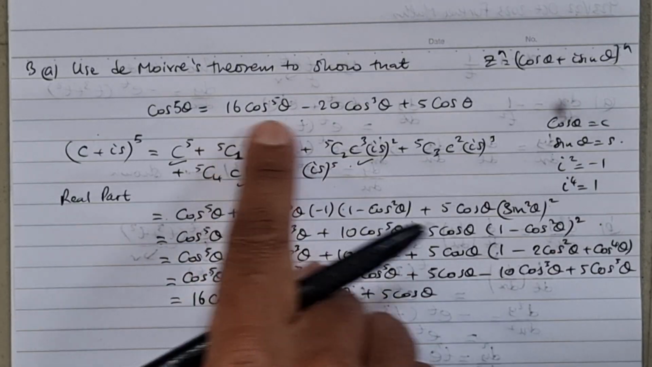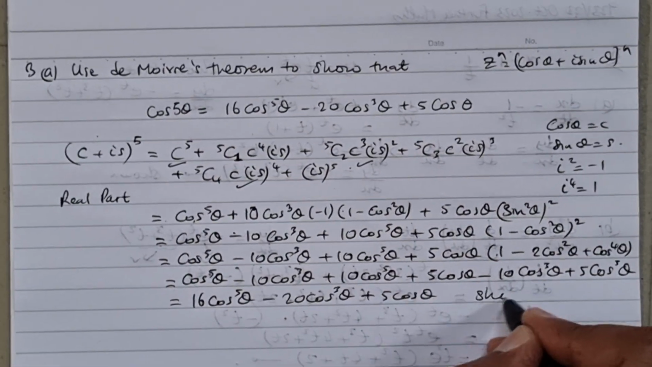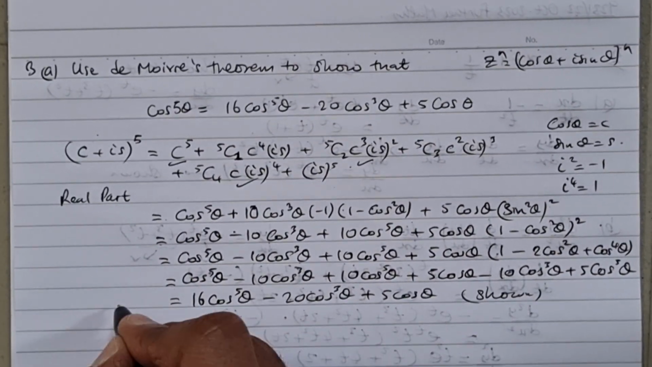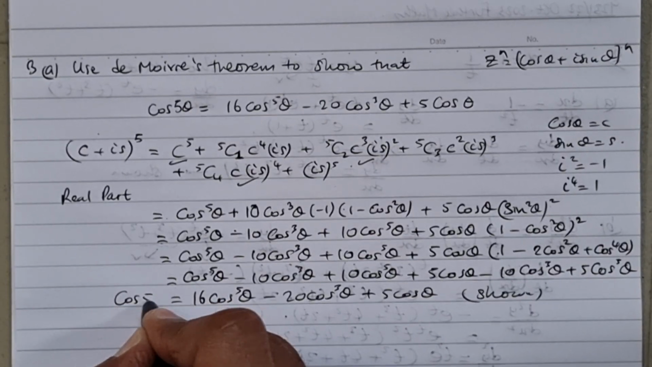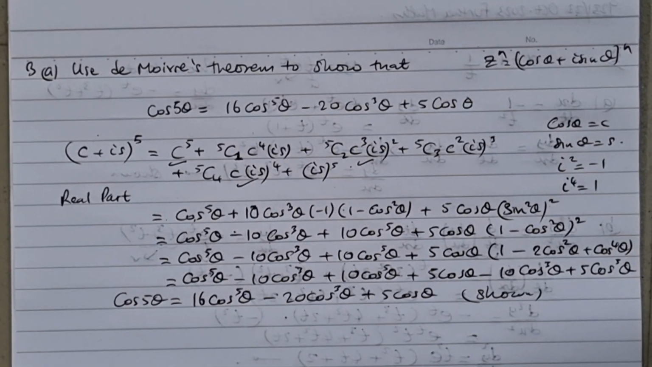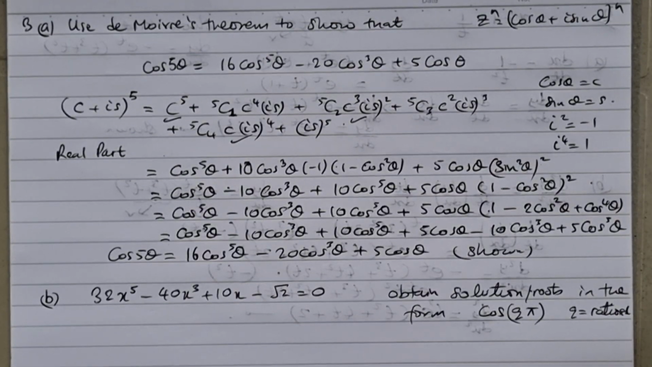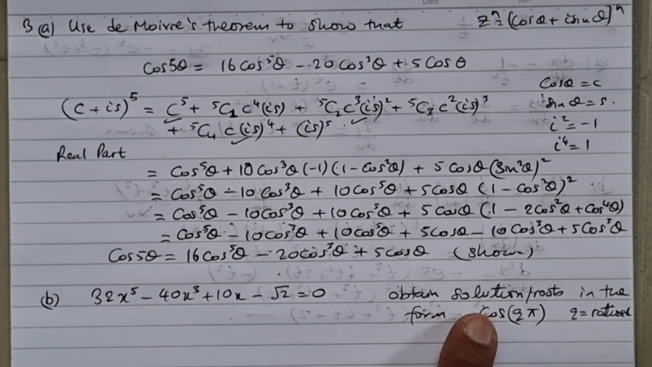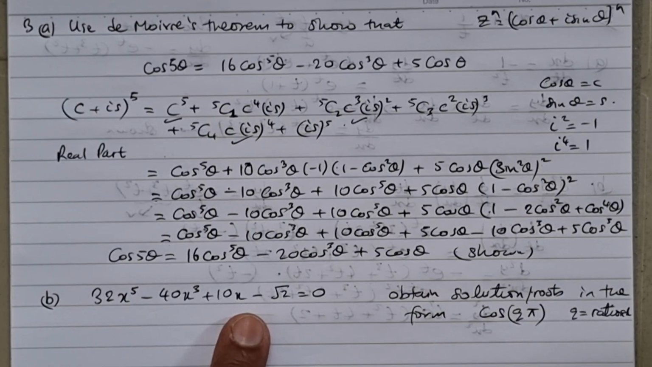This is exactly the same as this. Therefore, that has been shown. So here we are. We can say that cos 5 theta is equal to all of that. Okay, now for the second part, B, we need to find solutions or roots of this equation.